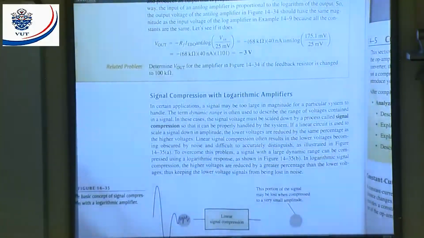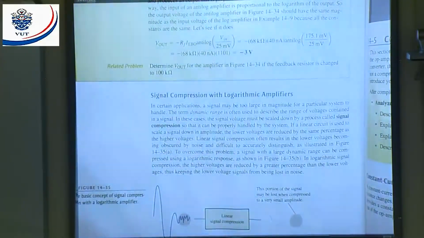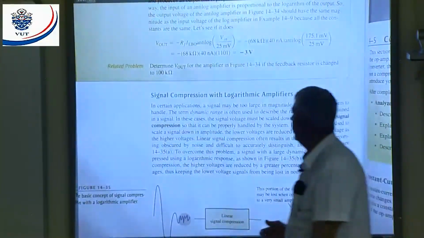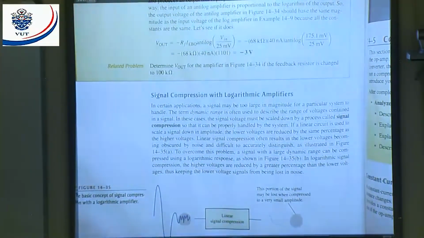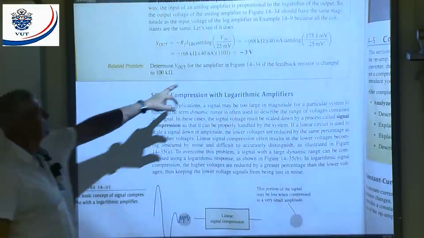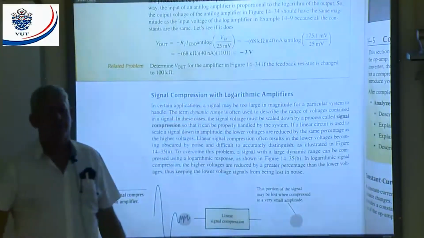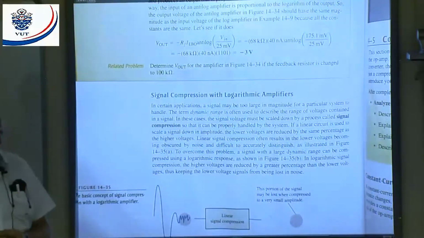Now we go and look at that. VR is equal to minus RF IEBO anti-log of V in divided by 25 millivolts. Now when we put that 175.1 millivolt in, what is my output? 3 volts, minus 3. You with me? That means it works 100% correct.